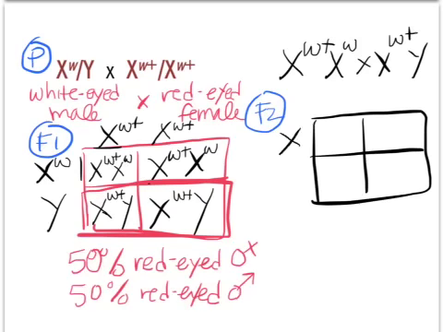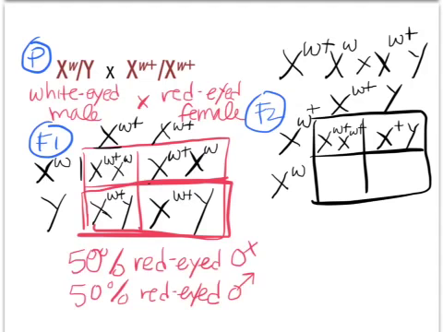So put the female possible gametes there, the male possibilities here, and then when we combine, this one will be a red-eyed female, this will be a red-eyed male. And then here we would get a red-eyed female, and here we would get a white-eyed male. This is new.